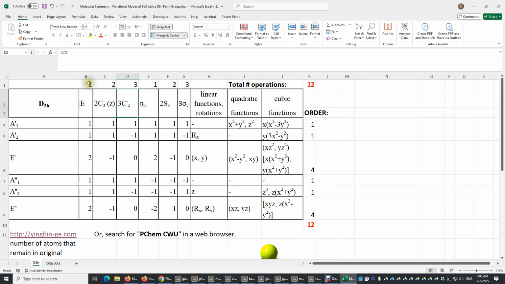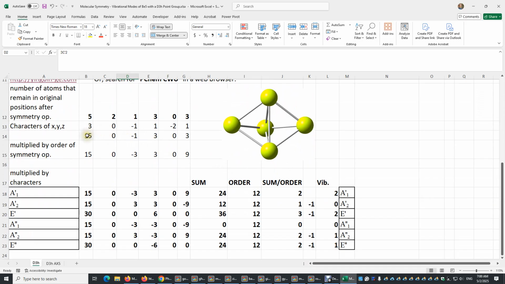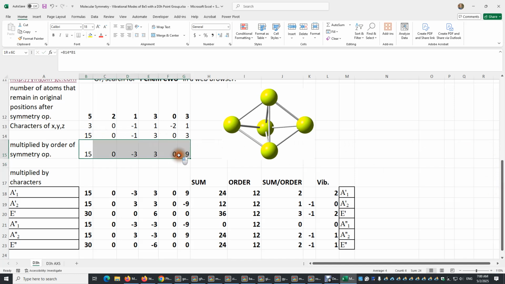So that's why we have 1, 2, 3, 1, 2, 3 over there on top, and then we do the multiplication. So this times 1, this times 2, this times 3, this times 1, this times 2, this times 3, and I can click this, G14 times G1, and this is B14 times B1, D14 times D1, etc. Now we have another product here. Over here we take the number of symmetry operations in each type into account, and now we multiply these numbers by the characters of each symmetry.